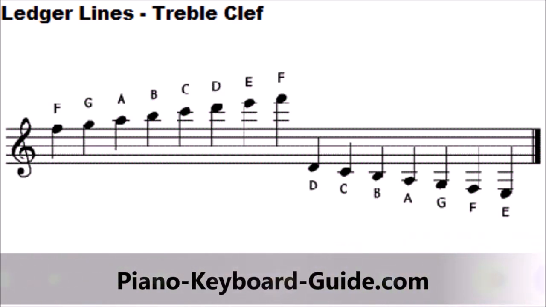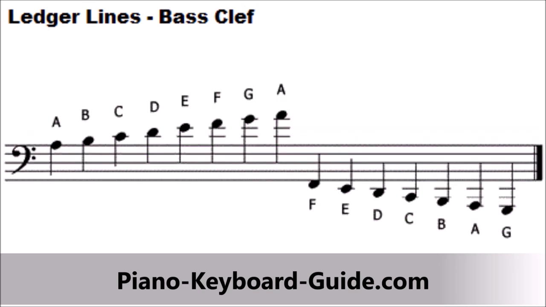Ledger lines. A, B, C, D, E, F. C, B, A, G, F, E. C, D, E, F, G, A. E, D, C, B, A, G.